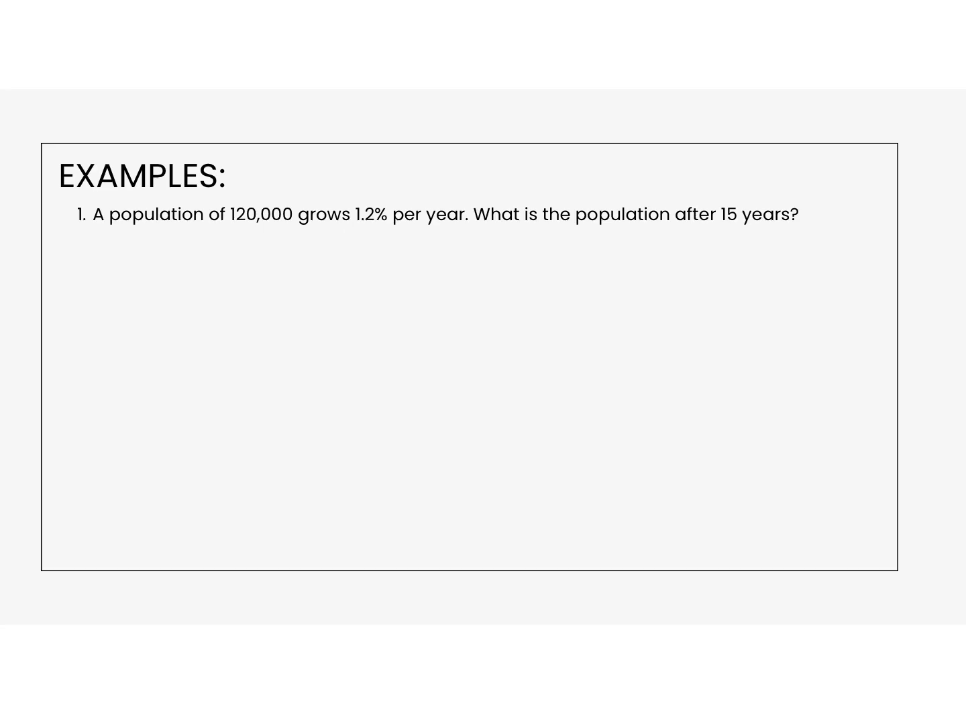A population of 120,000 grows 1.2% per year. What is the population after 15 years? So the important information here is 120,000 grows 1.2%, and then what is the population after 15 years? So my equation, A of t equals A times 1 plus r. I know it's plus r because of the word grows, so I know it's growth.